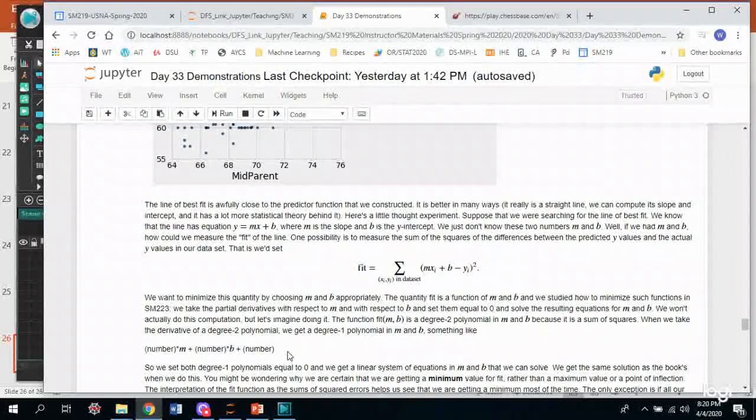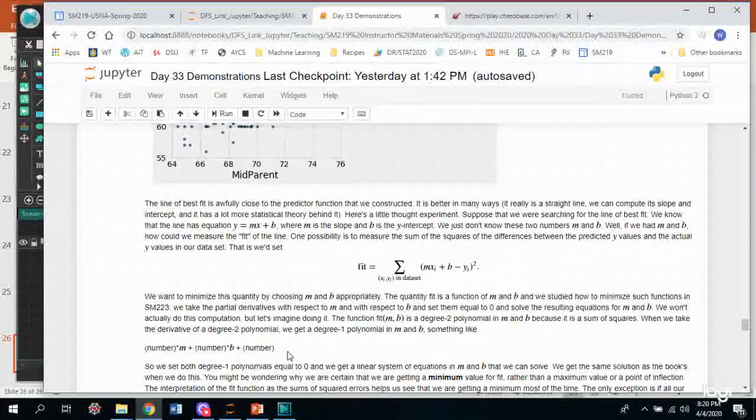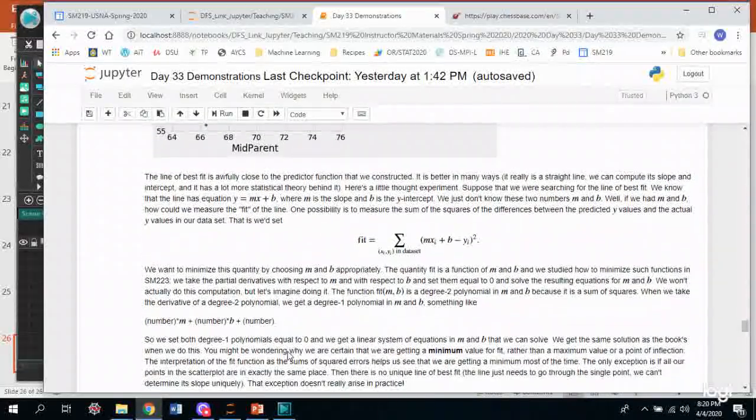And when we set those guys equal to 0, we get a linear system of equations, two equations in two unknowns, and those are linear equations, and we can solve those equations to find m and b. And that's how we found the equations that we gave you in the previous video.